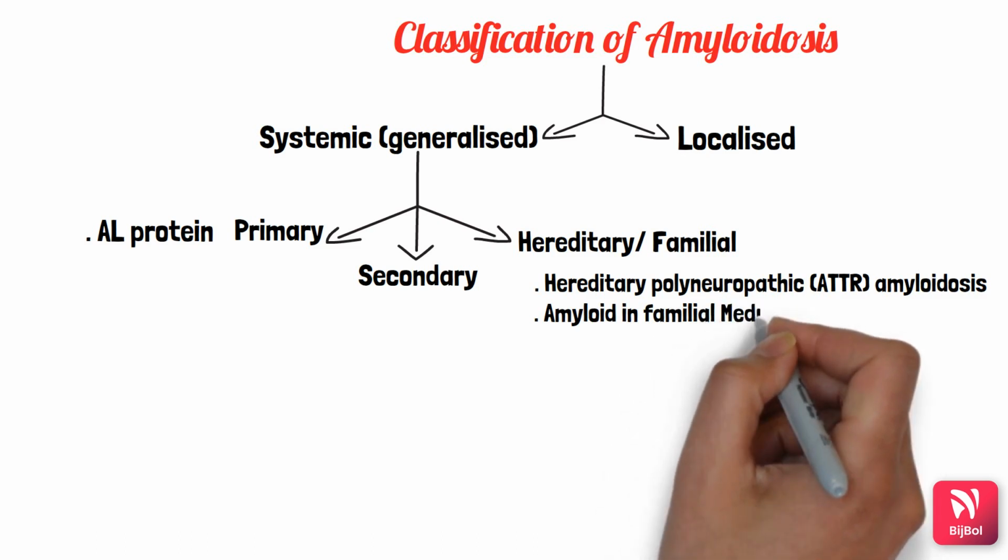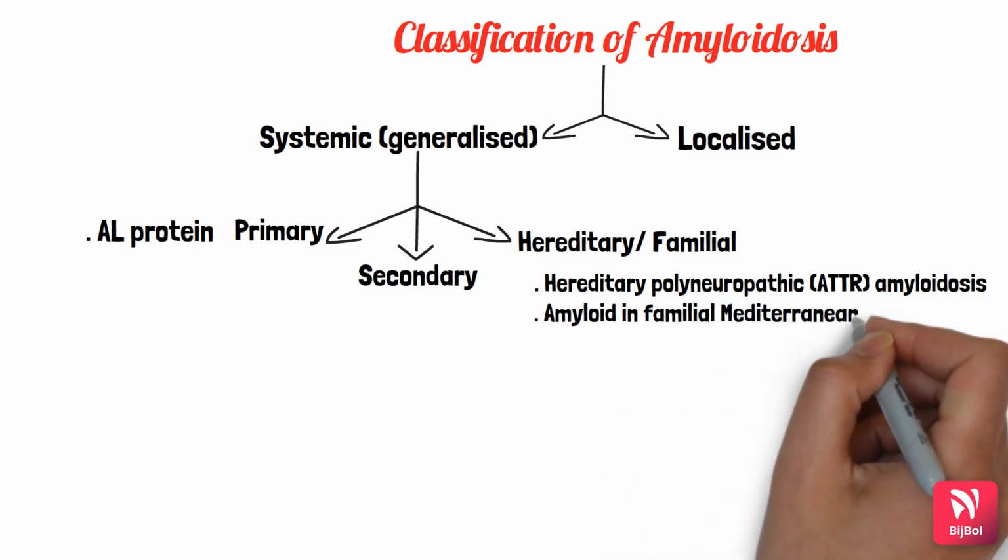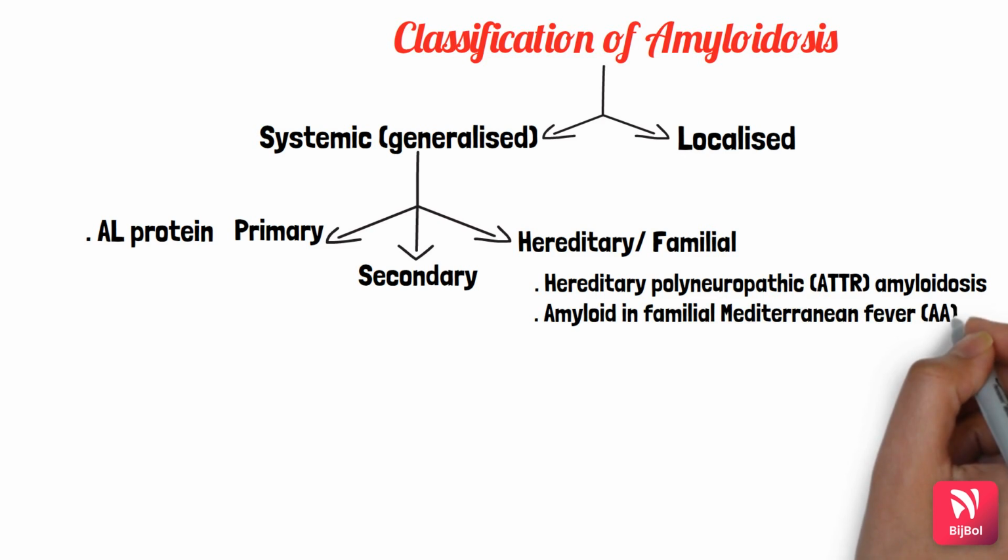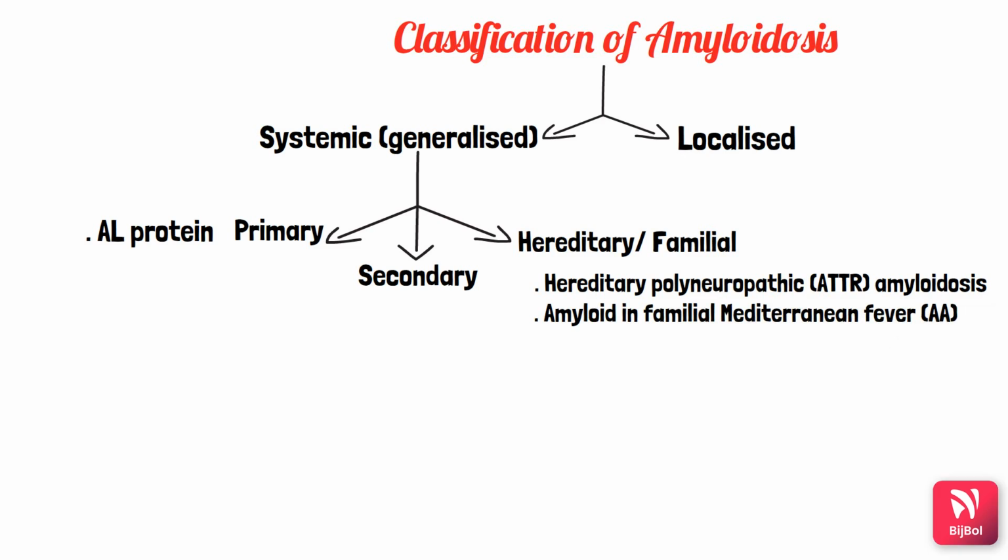The next heredofamilial amyloidosis is familial Mediterranean fever. Amyloid in familial Mediterranean fever: here the amyloid deposited is AA, amyloid associated. It is a fever, so periodic attacks of fever and polyserositis are seen. So these are various heredofamilial amyloidosis which are seen.